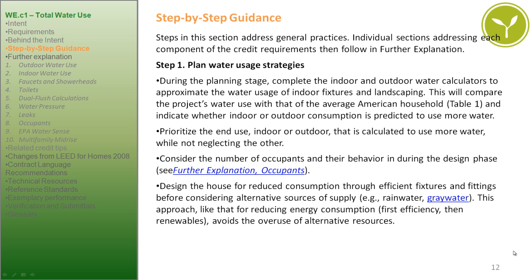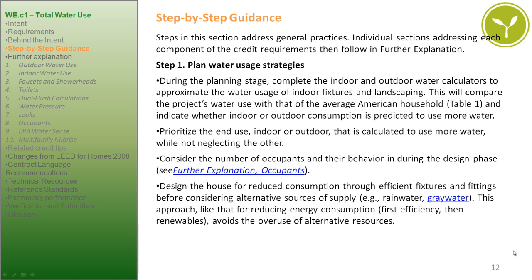Step-by-step guidance. Steps in this section address general practices. Individual sections addressing each component of the credit requirements then follow in further explanation. Step 1. Plan water usage strategies. During the planning stage, complete the indoor and outdoor water calculators to approximate the water usage of indoor fixtures and landscaping. This will compare the project's water use with that of the average American household in Table 1 and indicate whether indoor or outdoor consumption is predicted to use more water.